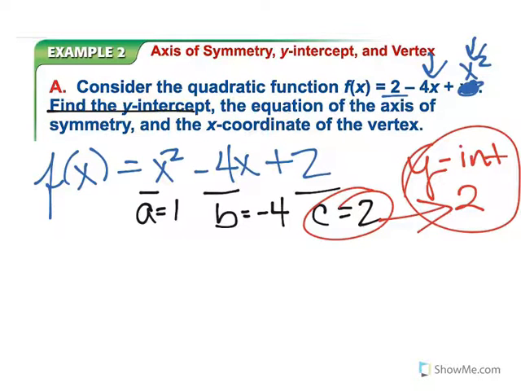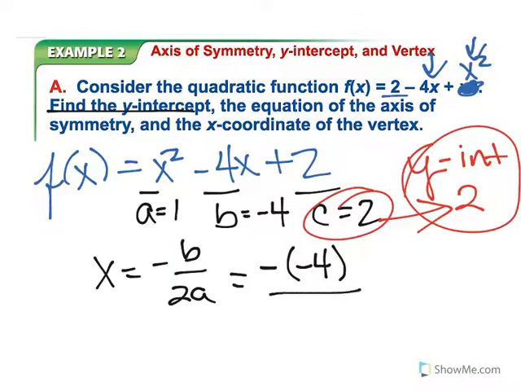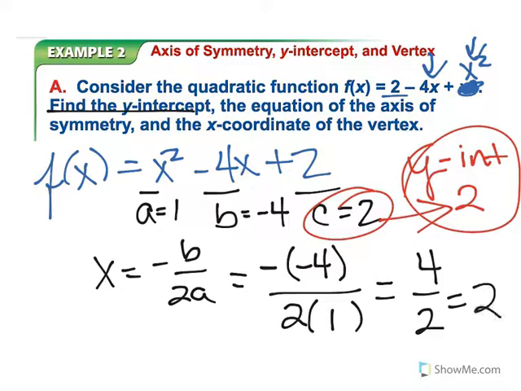Next thing, we need to find the equation of the axis of symmetry. So we're going to use our formula, x equals -b over 2a. And then we're going to plug and chug. So we know that b is -4, so we have -(-4) over 2 times, and then our a is 1. When we reduce that, we get 4 divided by 2, which is 2. So the equation of the axis of symmetry is x equals 2.